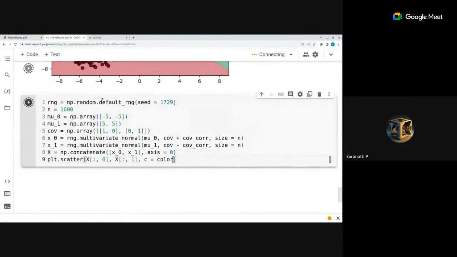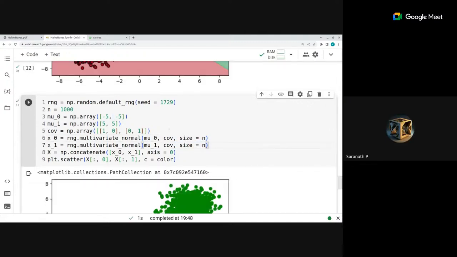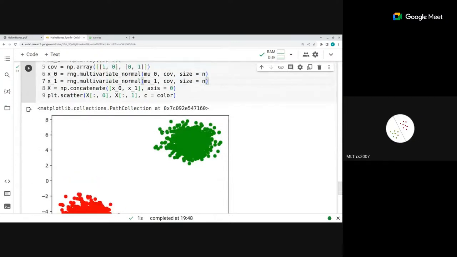Someone asked about a small word, like something called core as a variable, what does that specifically do? This one? Yeah. Sorry, I added it for some other purpose which I'll explain now, but actually it should be only covariance. Okay, so this is what you get.